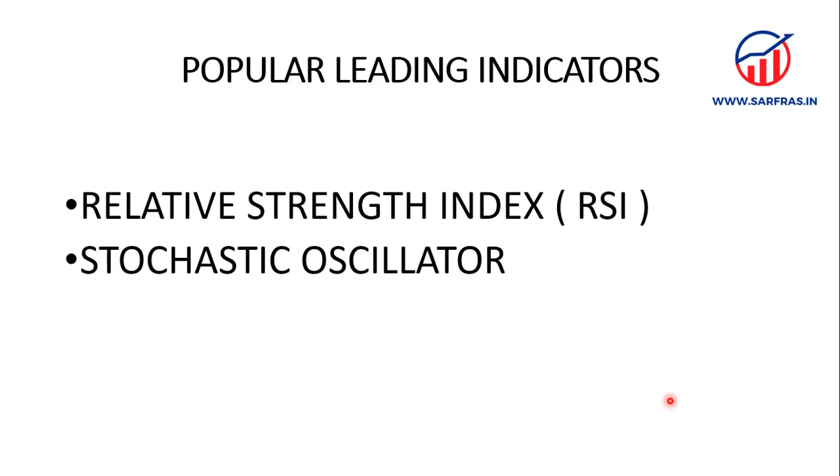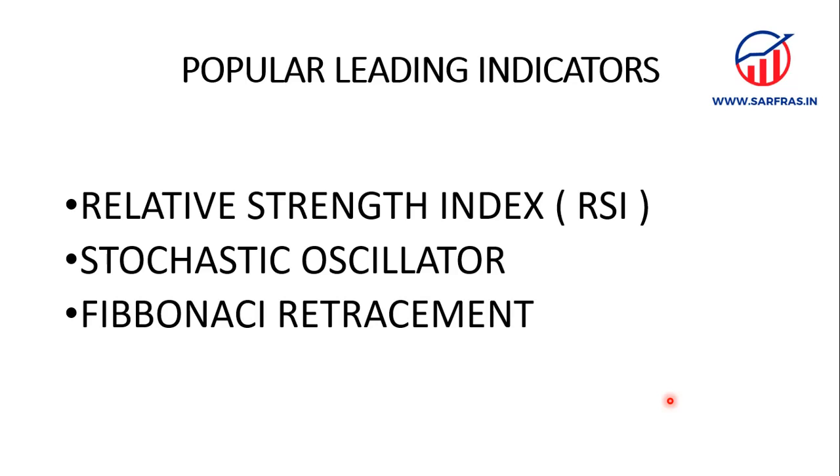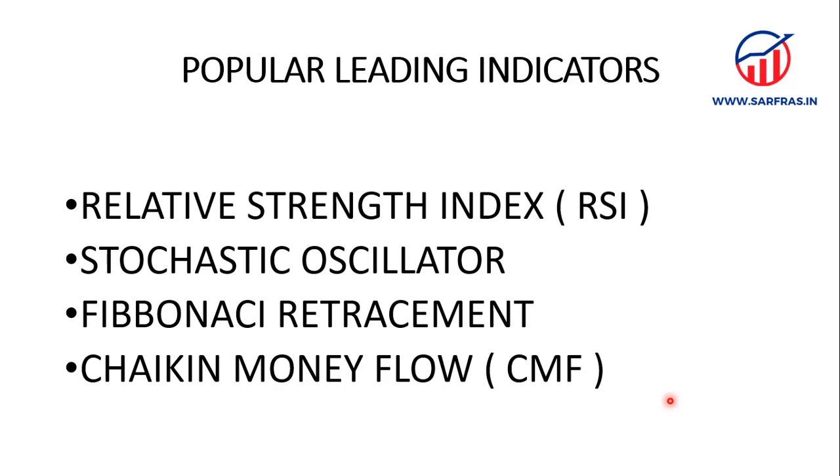Relative strength index is one such popular leading indicator, and is one of my favorites. The stochastic oscillator again is one which I use. Then the Fibonacci retracement. Chaikin money flow is one of my favorites. I don't know whether it falls into the popular leading category, but I have put it here because I have seen that it can give you real time information, and if other indicators fail, the Chaikin money flow saves you.